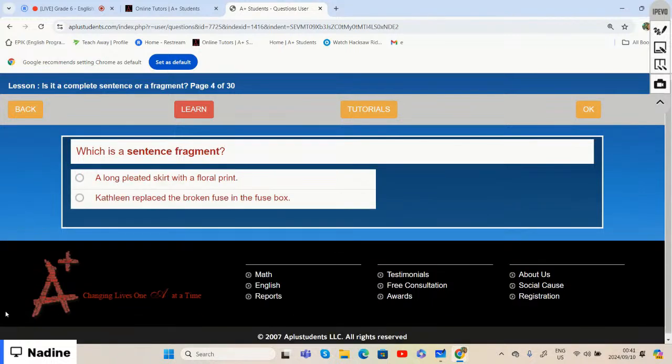All right, the next one says, which is a sentence fragment? It says, a long pleated skirt with a floral print, or Kathleen replaced the broken fuse in the fuse box. Kathleen replaced the broken fuse in the fuse box, or a long pleated skirt with a floral print. We need to choose the correct answer, a sentence fragment.